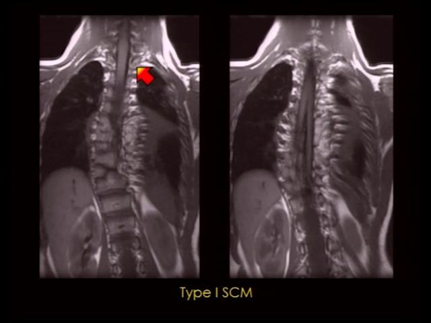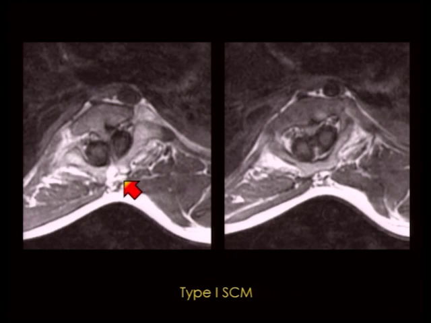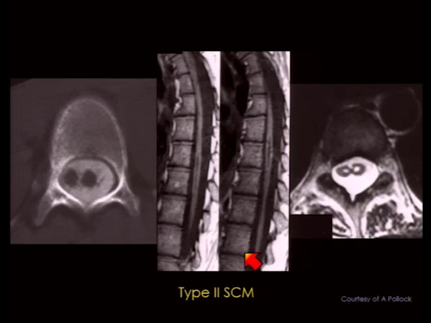So here's your very typical type 1 split cord malformation. We see multiple hemivertebrae and segmentation anomalies in association with this large septum that separates and tethers these two hemichords in the setting of scoliosis. Obviously, no one's going to miss this diagnosis. Two hemichords separated by an osseous septum, two dural tubes, two complete, in this case, pretty symmetrical looking hemichords.